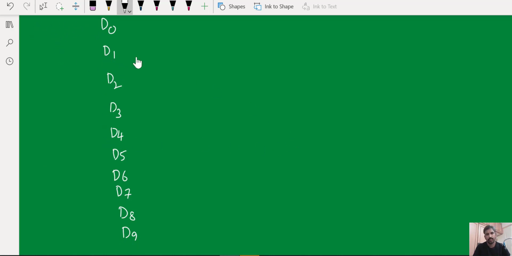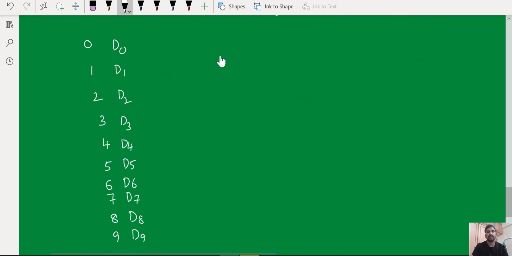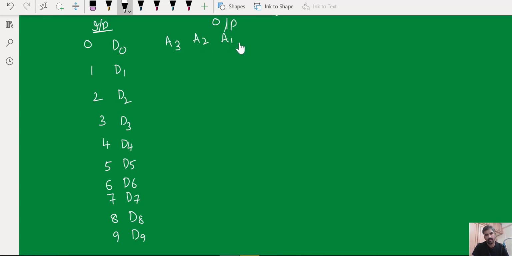Here also it's the same thing. So these will be decimal 0, 1, 2, 3, 4, 5, 6, 7, 8 and 9. These are my decimal inputs, and for them I am supposed to get a BCD output. At a given point of time only one input is activated. My output is supposed to have A3, A2, A1 and A0.